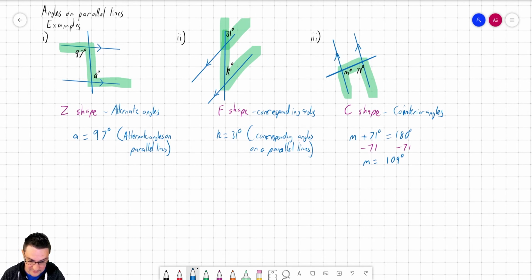And the reason which I have to state is I have to write co-interior angles on parallel lines. And that's how we've found each of the angles in this case.